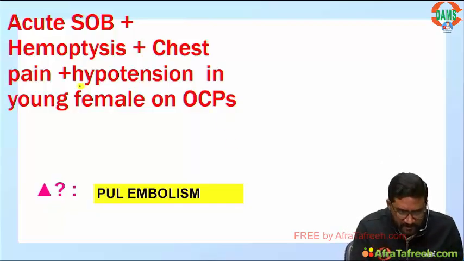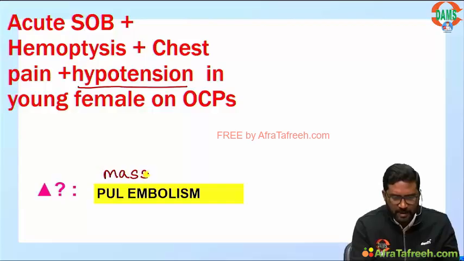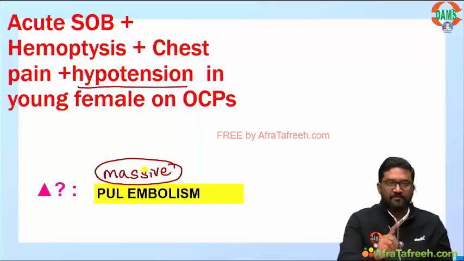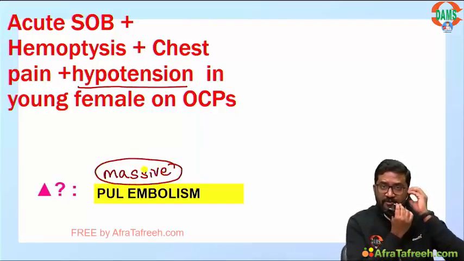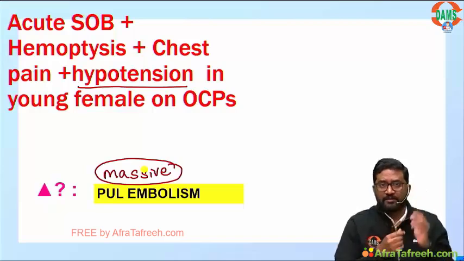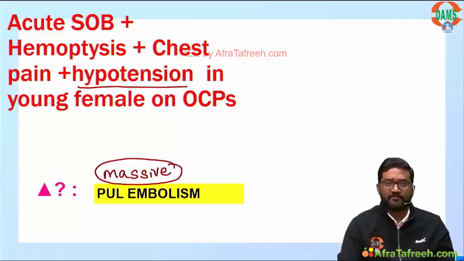So this patient is in hypotension. Whenever there is hypotension, now what will become your full diagnosis? Massive pulmonary embolism is a possibility. Why am I very worried about massive pulmonary embolism? Because it has high chances of mortality. Whenever there is high chances of mortality, you should identify this immediately and treat properly.